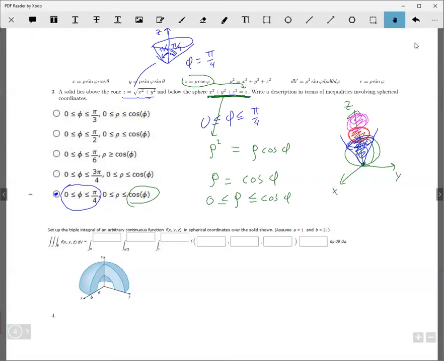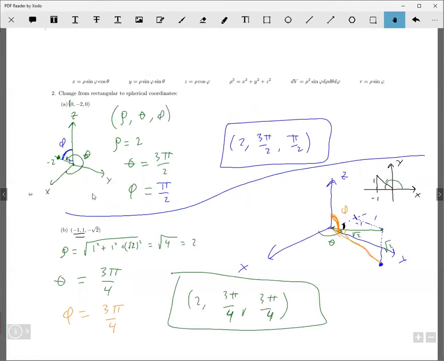Dang it, our class time is over. It's already 10 minutes to 11. Okay, the answer to 2b was this: 2, 3 pi over 4, and 3 pi over 4.